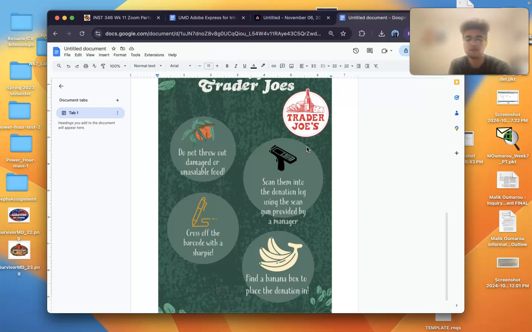And then finally, find a banana box to put the donation in. I'm aware that might sound a little strange, but the way we do it at Trader Joe's is that the boxes that come in for bananas during the day, we keep those boxes and we don't break them down and put them in the baler to be recycled. We use those now for donations specifically. So that's what that means. If you didn't work there, it might be a little confusing, but that's what that means.